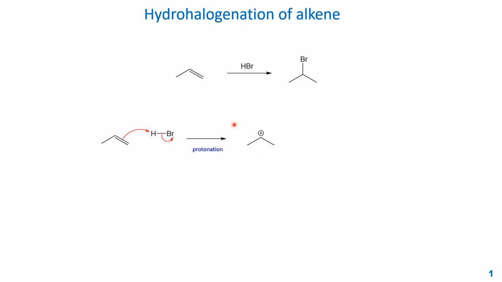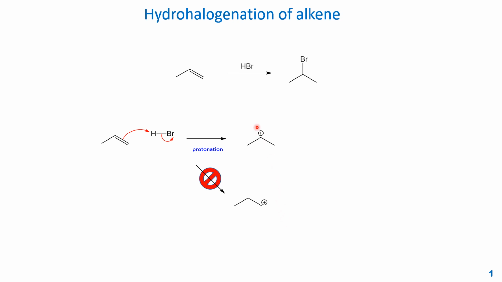If the terminal vinylic carbon takes the proton, the other internal vinylic carbon will be positively charged. If the internal vinylic carbon takes the proton, then the terminal vinylic carbon will be positively charged, and that is another possible intermediate, a primary carbocation. A secondary carbocation is more stable than a primary carbocation, so the second reaction will not happen.